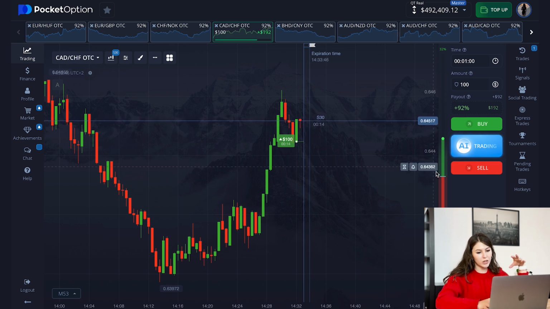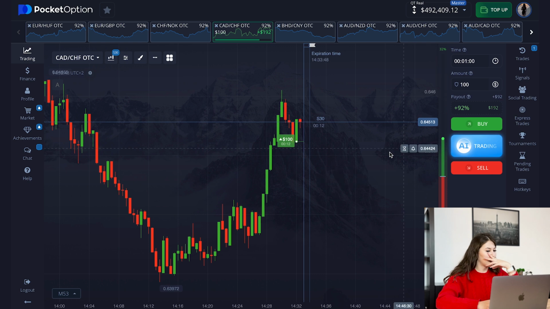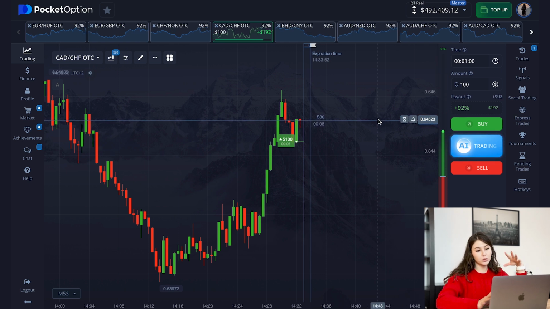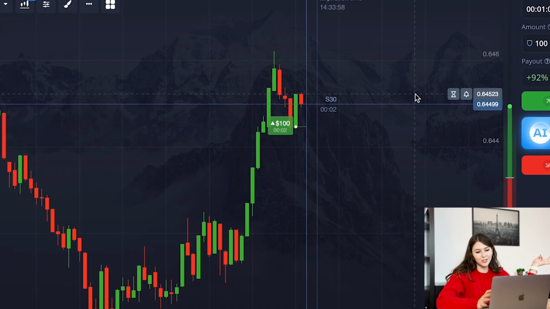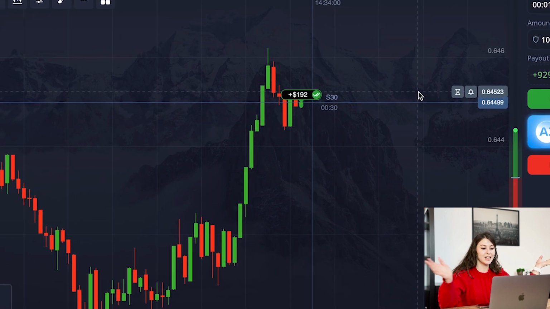As you can see, the percent of buyers is growing right here on the market, through the traders, and in just a few seconds we're gonna close up in the positive direction, and I think that is very nice and amazing. Guys, we have the profit, so that is very nice.